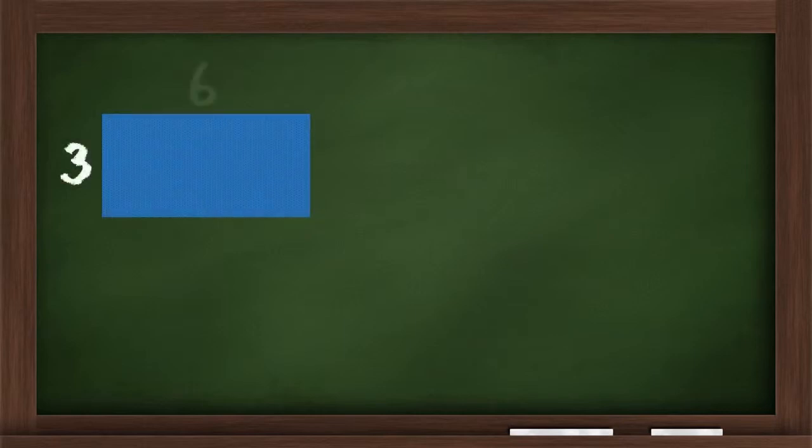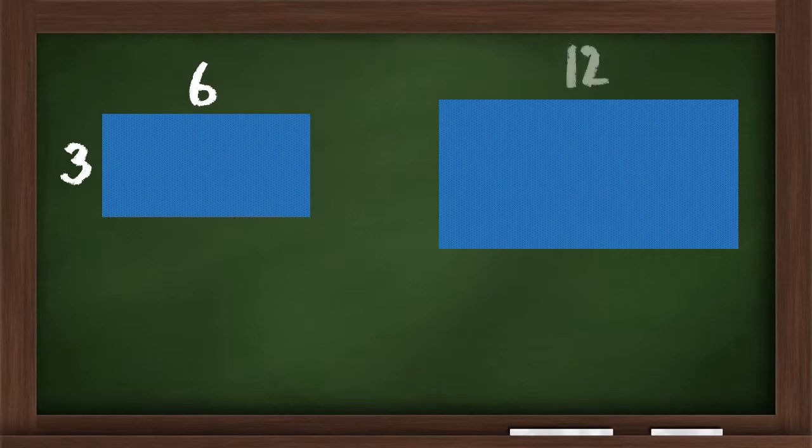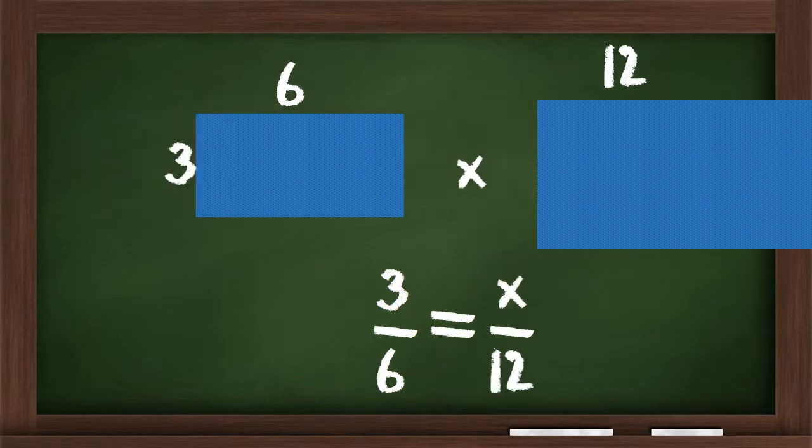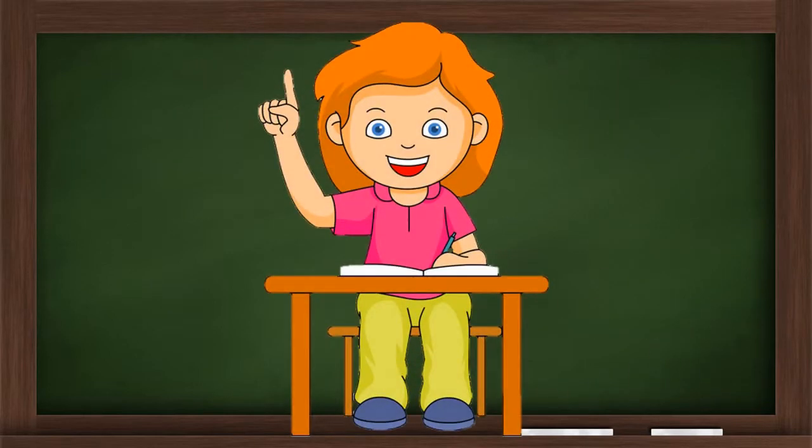Alright class, today we're going to continue our lesson on proportions. Here's the first problem. We have a rectangle with sides 3 and 6. If this similar rectangle has a side of 12, what is the unknown side? We can set up a proportion. Excuse me, when are we ever going to use this?